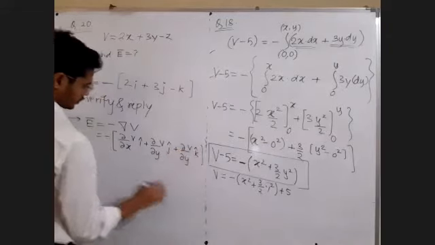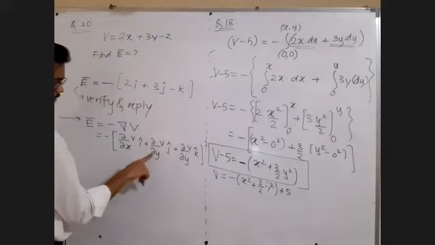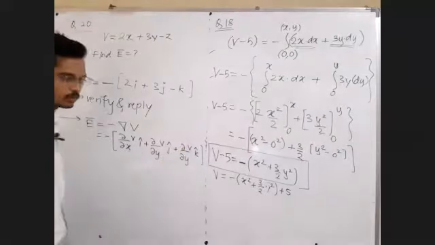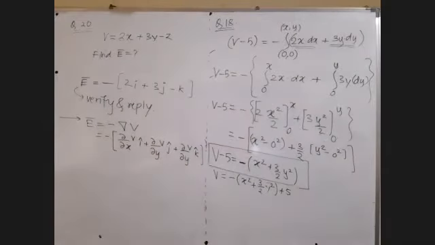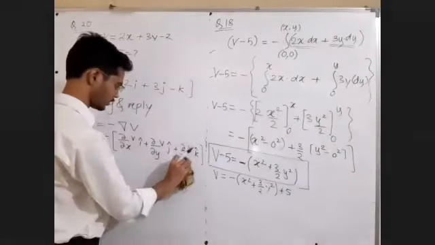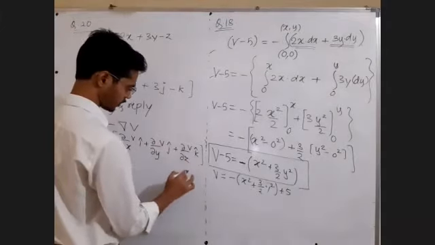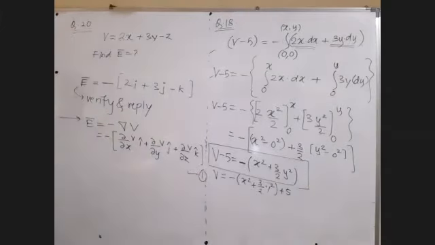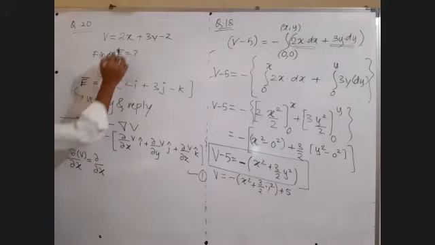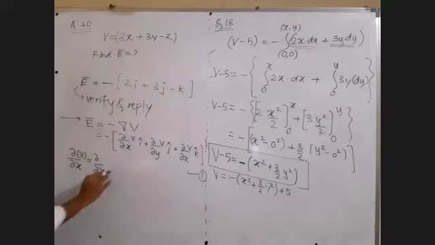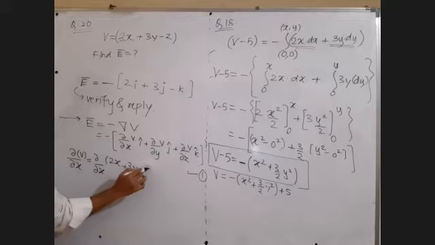Now dou V by dou x, dou V by dou y, and dou V by dou z, these three terms we have to find out. Let us call this equation number 1. Now dou V by dou x will be equal to dou by dou x of V. What is V? Sir, V is this total: 2x plus 3y minus z.